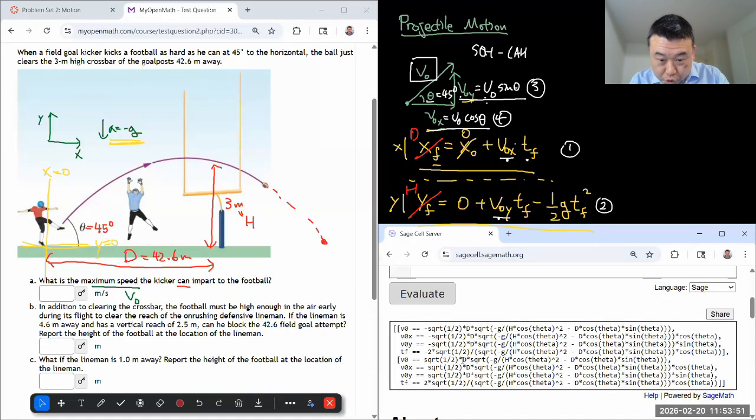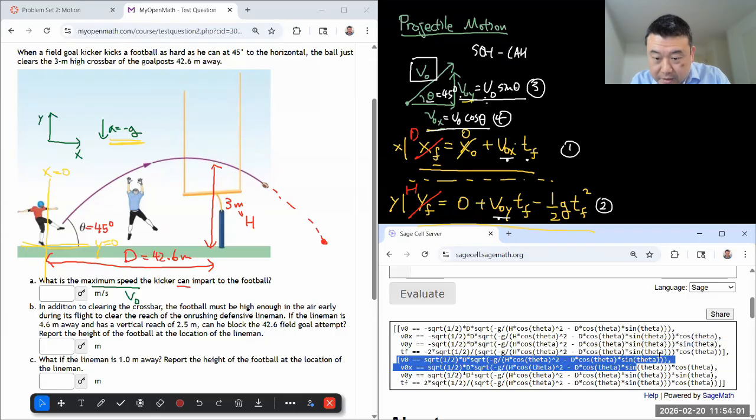Now it's giving me 2 solutions. It looks like it's giving me a negative solution and a positive solution. So let me just pick out this one. So this is how I'm gonna be able to pick out just that solution.